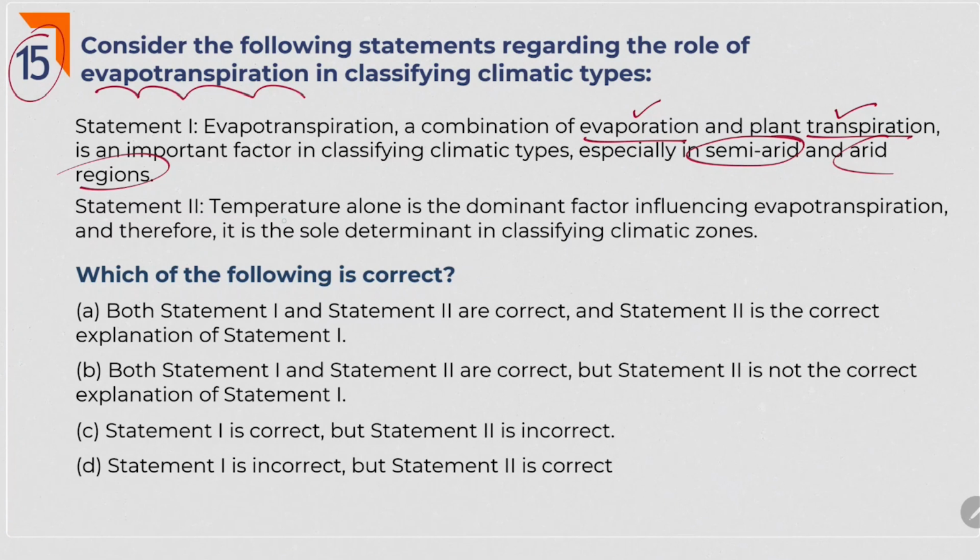And if you see statement 2, temperature alone is the dominant factor influencing evapotranspiration and therefore it is a sole determinant in classifying climatic zones. How extreme this statement is sounding. How can temperature alone be a dominant factor? There will be other factors like wind, how much solar radiation is coming, what is the humidity in that area. Like this, so many factors are there which influence the evapotranspiration. So we can't say temperature alone is the factor. So if we eliminate statement 2, we can directly come to answer, that is C.